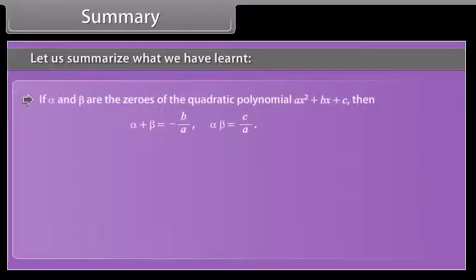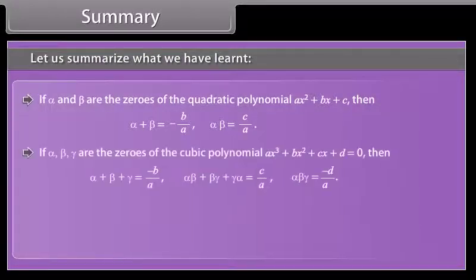If alpha and beta are the zeros of the quadratic polynomial ax square plus bx plus c, then alpha plus beta is equal to minus b upon a, and alpha beta is equal to c upon a. If alpha, beta, gamma are the zeros of the cubic polynomial ax cube plus bx square plus cx plus d equal to 0, then alpha plus beta plus gamma is equal to minus b upon a, alpha beta plus beta gamma plus gamma alpha is equal to c upon a, and alpha beta gamma is equal to minus d upon a.